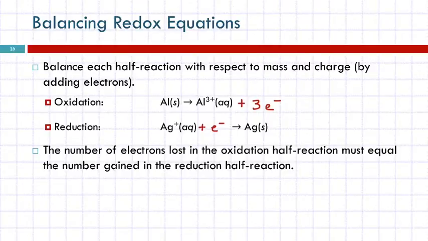Now, the number of electrons that are lost by the aluminum has to be equal to the number of electrons that are gained by the silver. So each aluminum atom is losing 3 electrons, but each silver ion is only gaining 1. How can this be? Well, maybe there's more than 1 silver ion. Maybe there's 3 silver ions. Each of them is taking 1 of the 3 electrons that the aluminum is giving up.